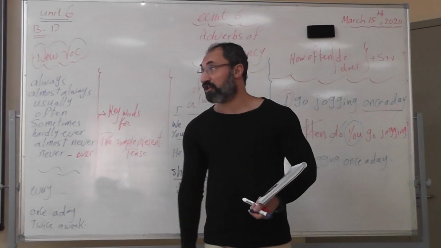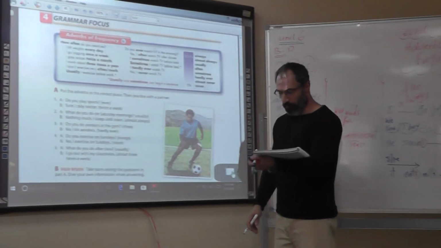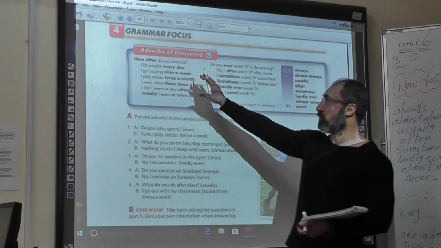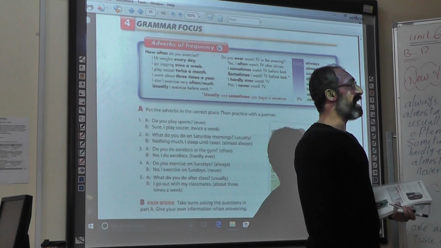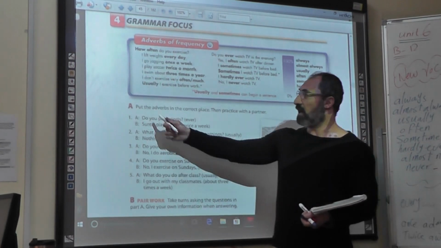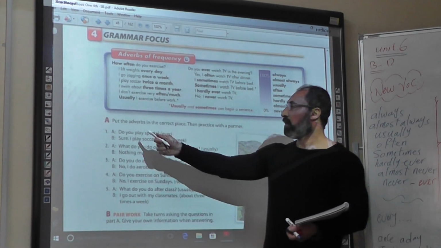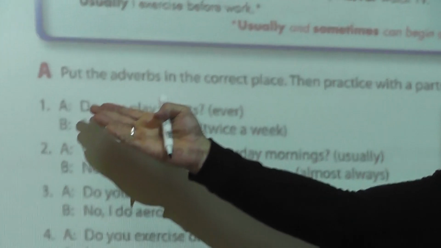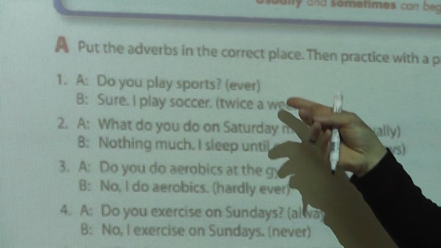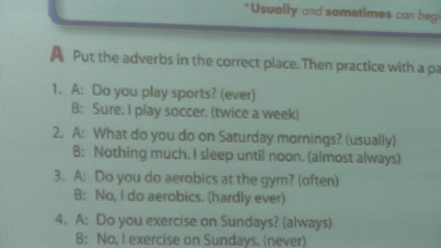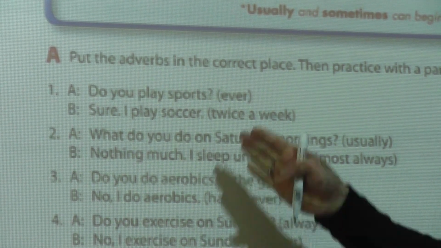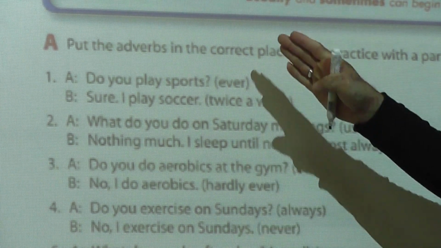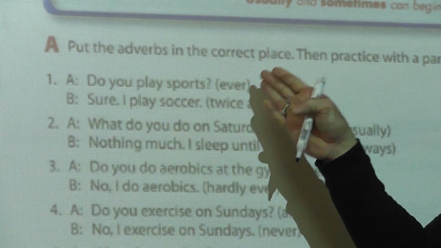To have more explanation and more practice, here on page 37 of the book, we have an exercise. But first of all, at the beginning of my page, we have the rule of adverbs of frequency, which has been explained on the whiteboard. Then we have our exercise for more practice. For example, put the adverbs in the correct place, then practice with a partner. Here I have my question, then I have the adverb of frequency in brackets that I have to use. So, do you play sports? And here I have to use ever. Sure, I play soccer. Then I have to use twice a week. Let's answer the first one first. Do you play sports ever?